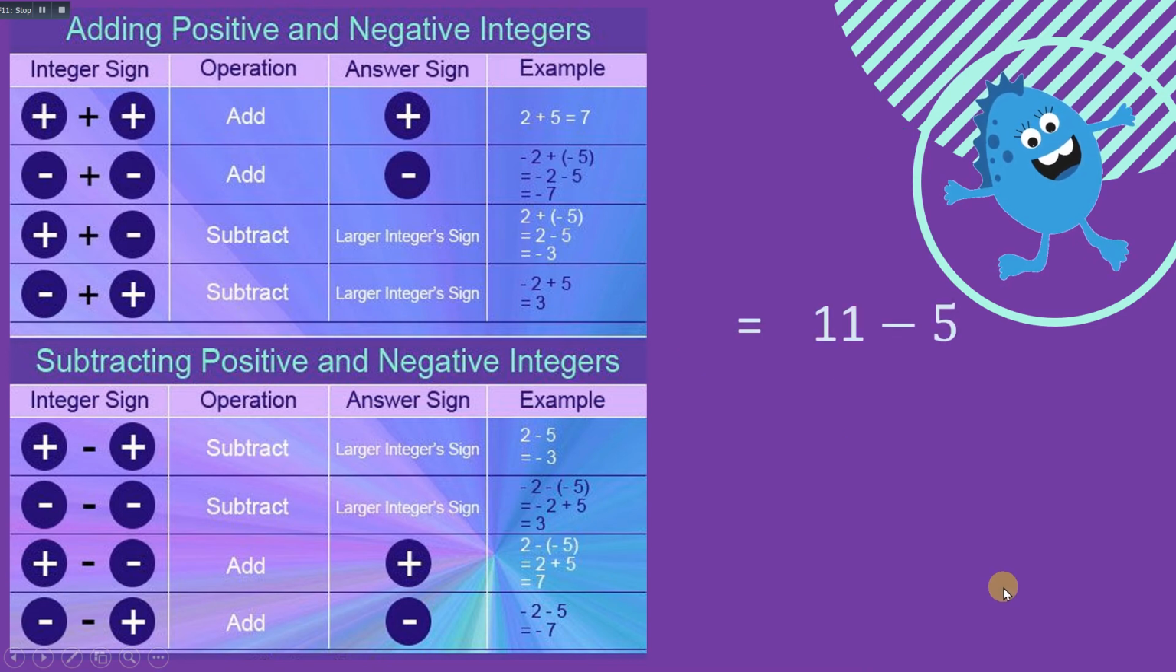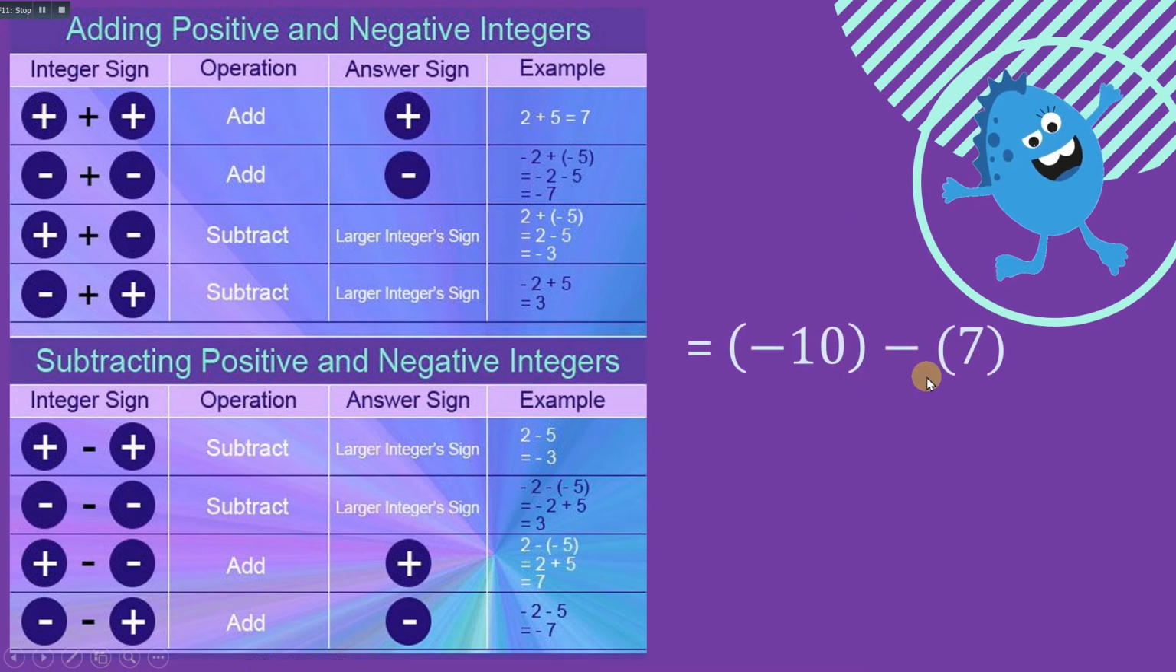So we have the same sign. Since we have the same sign, we just need to add and copy the common sign, which is the negative. So negative 10 plus negative 7, the answer would be negative 17.